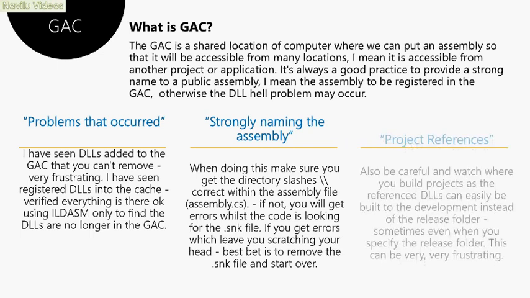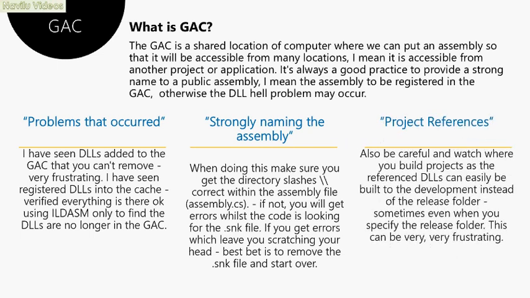Strongly naming the assembly. When doing this, make sure you get the directory correct within the assembly file, assembly.cs. If not, you will get errors whilst the code is looking for the .snk file. If you get errors which leave you scratching your head, best bet is to remove the .snk file and start over.